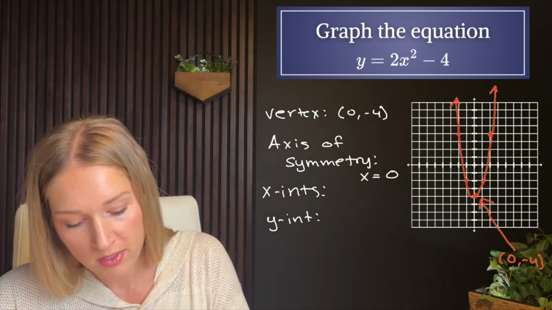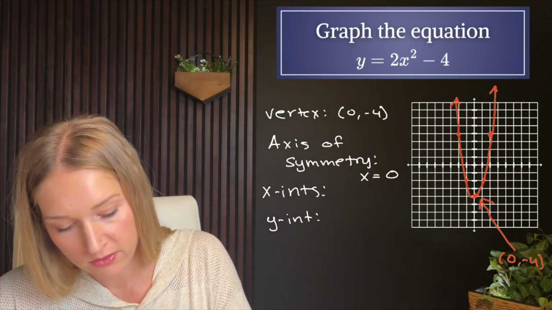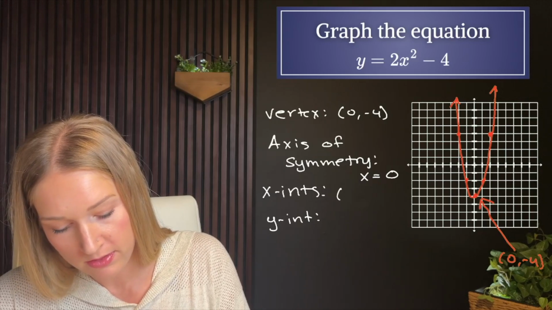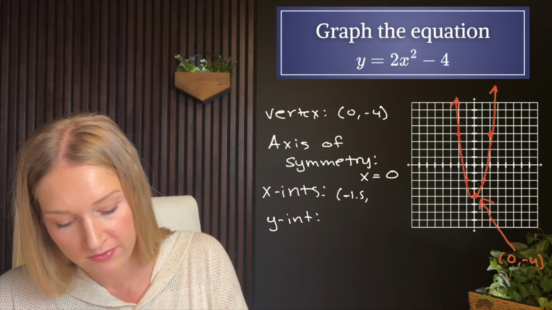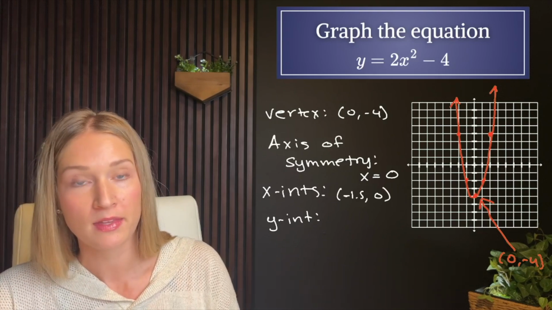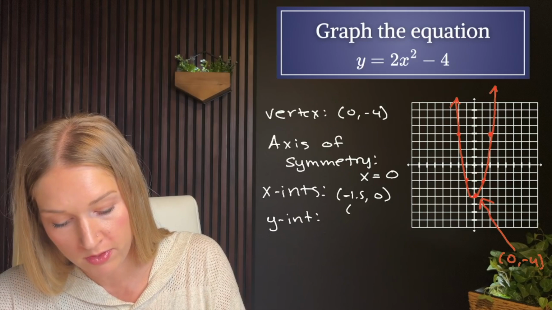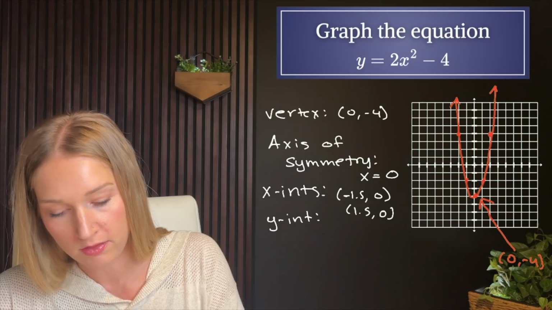So that first one I'll do on the left. I'll do this one here. That is going to have about -1.5 for its x value and then 0 for y. And then the other one on the right hand side looks like maybe about +1.5 and then 0 for y.